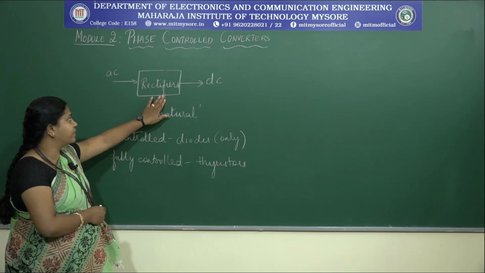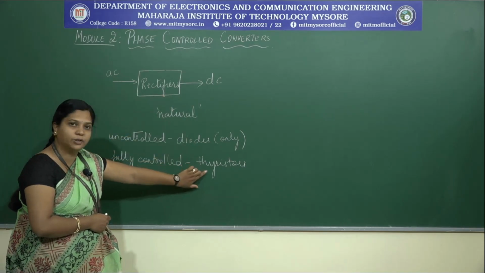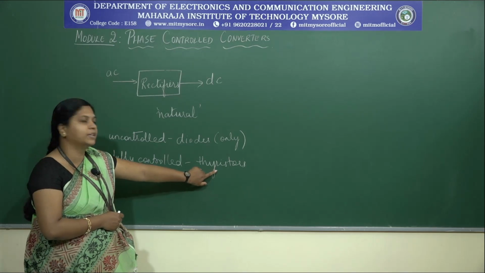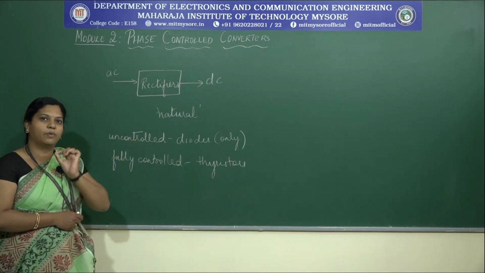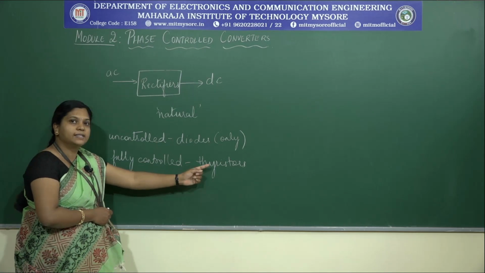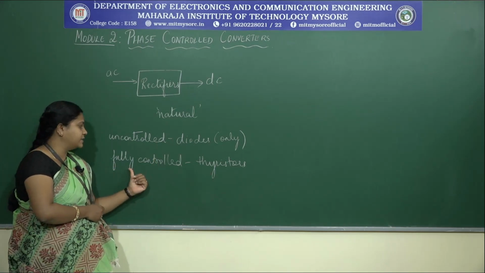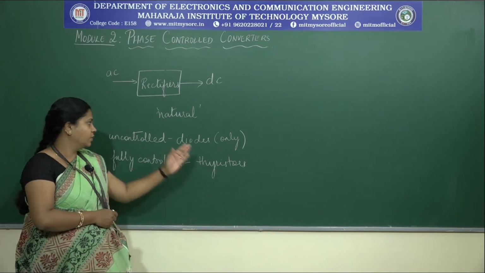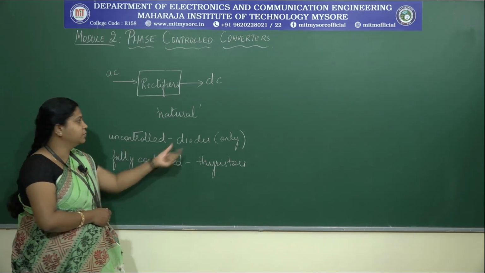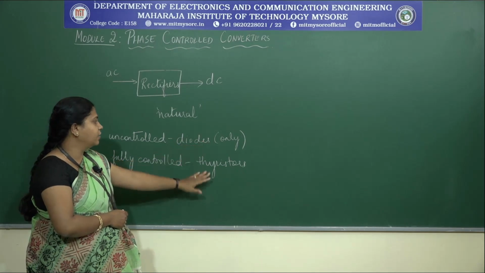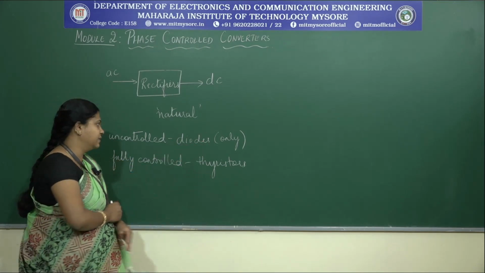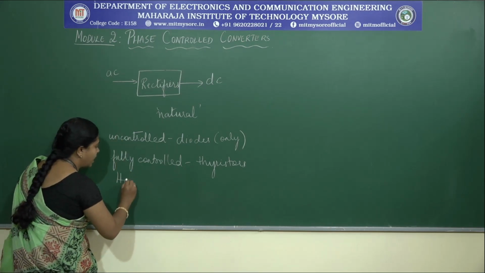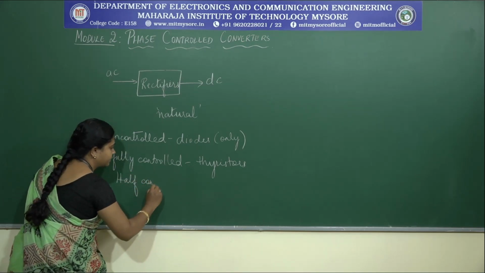And in the rectifier circuit, if you are going to make use of thyristors, which are controlled during their on state with the help of a gate signal, then such circuits are known as the fully controlled rectifier circuit. Okay. Now, if you are going to use a combination of a diode as well as a thyristor, then such type of circuits are known as half controlled.